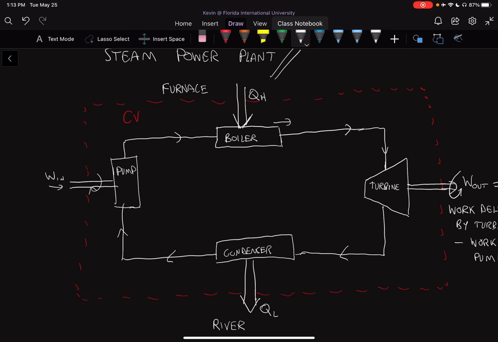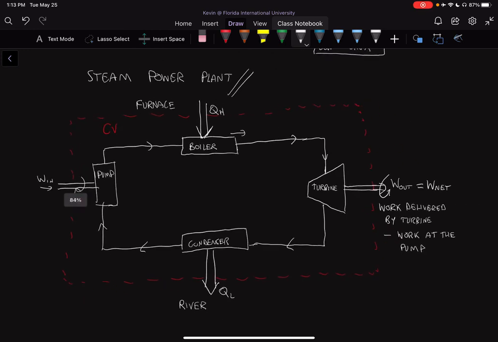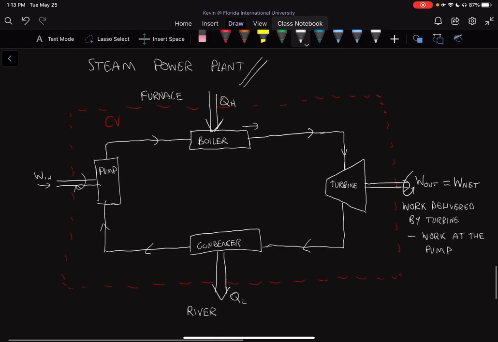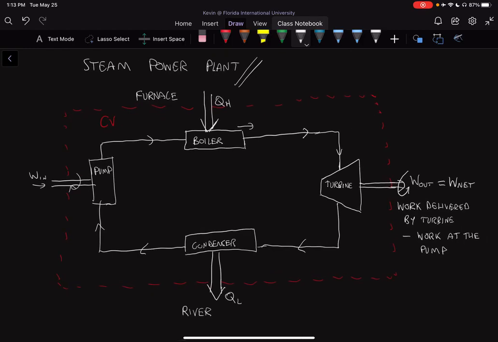And hopefully our work net, so our work from our turbine, is more than the work in to pump the fluid around. So we're using the boiler to boil some gas, get a very, very high pressure gas to power a turbine, and the rest of the system is to cool down all the water in the system to restart the process. So usually we have steam as our working fluid inside our heat engine.